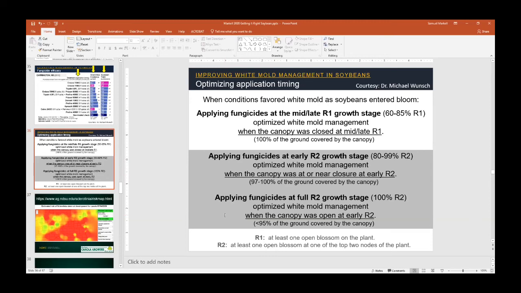Okay, so the way I think about this is that at R1, you look at the canopy, and when it gets close to being closed or closed, you hit it. Unless it doesn't even close until R3, and then you missed it. You hit it at R2. But again, this is only under high disease pressure, only under favorable disease environments.